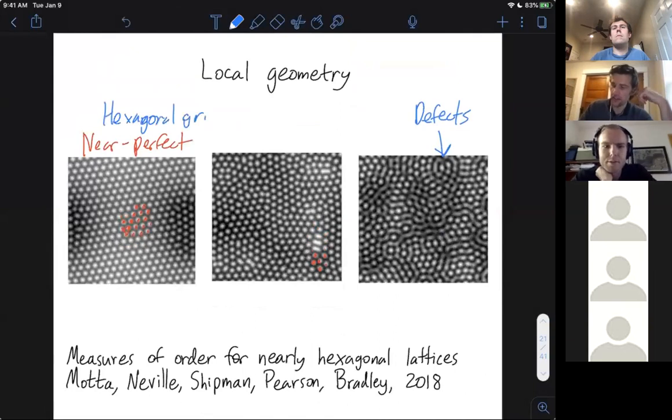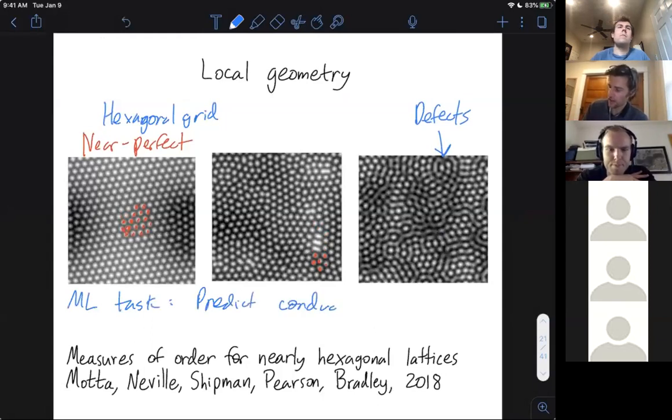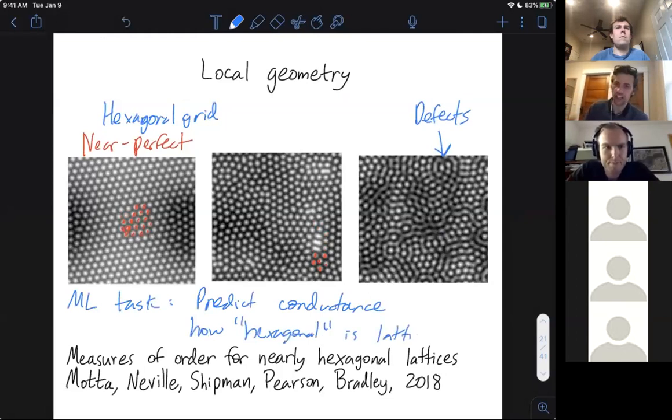that's nearly perfect, right? And that's what people are trying to synthesize, grids that are nearly perfect, so they have good conductance properties. Whereas the one on the right has a lot of defects, and the one in the middle has some defects. So your machine learning task might be to predict the conductance, or how hexagonal the lattice is. Maybe you're trying to get conductive materials, and a perfect hexagonal grid is very conductive.